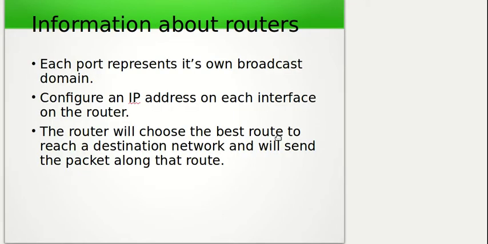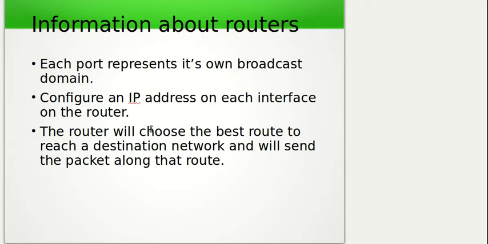So each port on a router represents its own broadcast domain. One of the main jobs of routers is to segment our network so the traffic needlessly doesn't leak over from one network into another network. If each port represents its own broadcast domain, that means unlike a switch, if a router receives a broadcast packet or broadcast frame on one interface, it's not going to forward that broadcast packet out any other interface, which limits our broadcast domain.